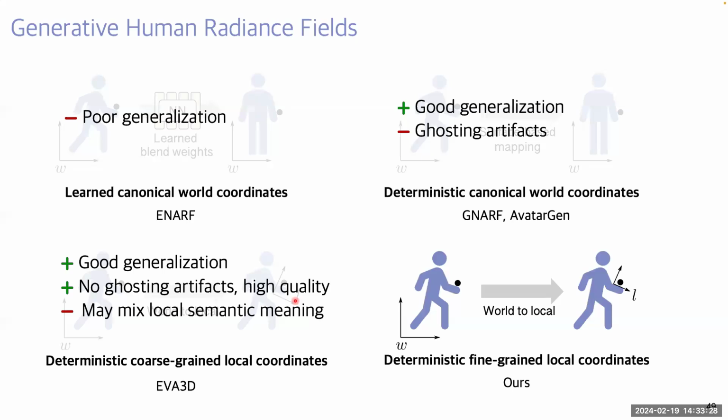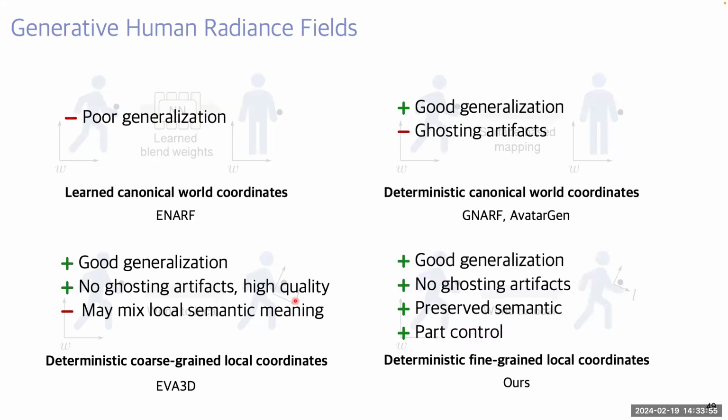But what we observe is that for EVA3D, very occasionally it leads to mixed local semantic meaning. For example, because you map the hands into the local coordinates, sometimes your hands are placed next to your body, and then sometimes your hands are also generated in the body. So that's what we observe, but very occasionally.